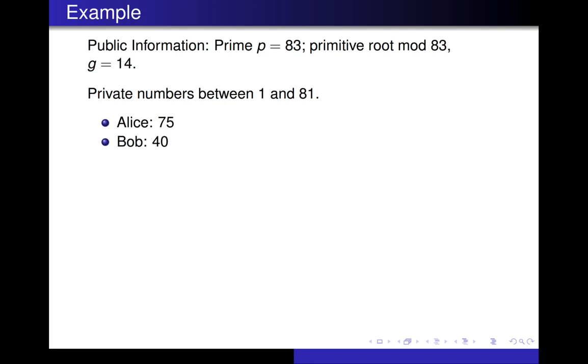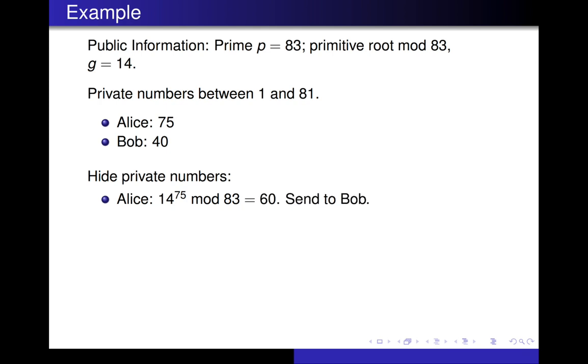All right, so the next thing Alice and Bob are going to do is hide their private numbers, which means they're going to take that primitive root 14 and put their numbers in the exponent. So Alice is going to take 14 to the 75 mod 83 and compute that. Again, I'm going to do that using Wolfram Alpha. You get 60, so that's the number she's going to send to Bob. And then Bob's going to do the same thing, take 14 and put his private number in the exponent. So 14 to the 40 mod 83, he gets 77, and he's sending that one to Alice.